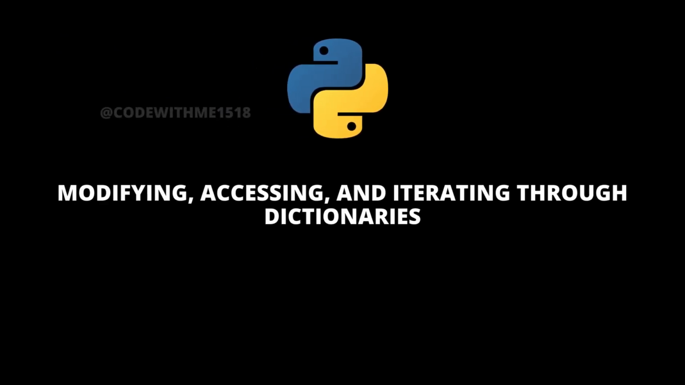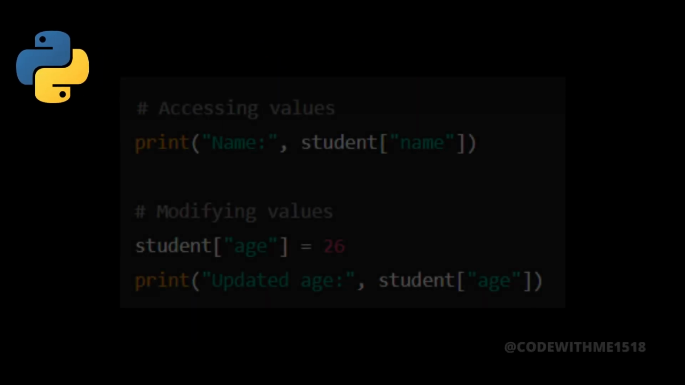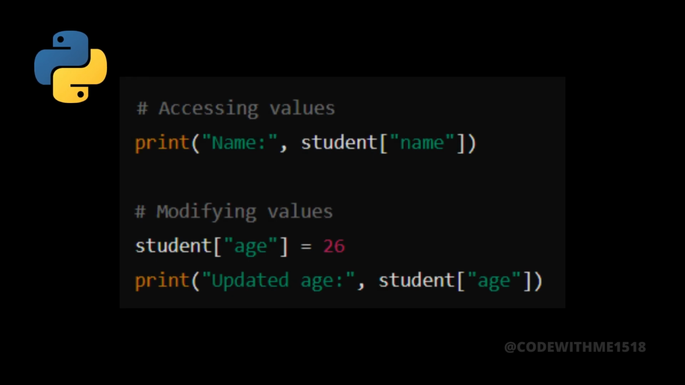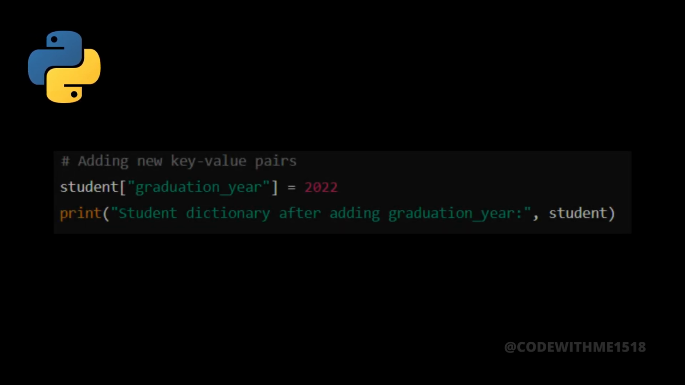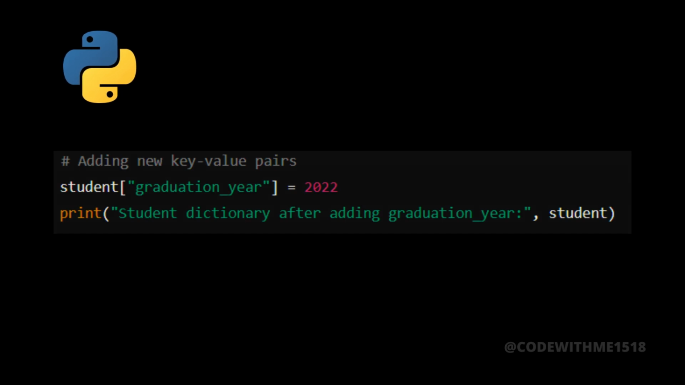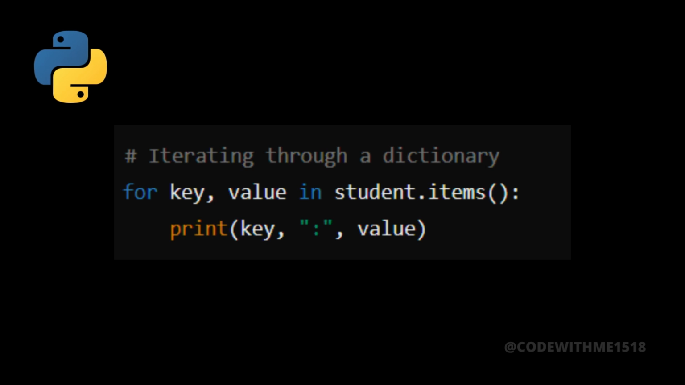Now, let's see how we can modify, access, and iterate through dictionaries. Here's how you can access and modify dictionary values. You can also add new key-value pairs. To iterate through a dictionary, you can use a for loop. This loop prints out each key-value pair in the dictionary.